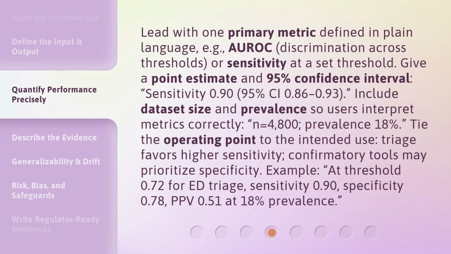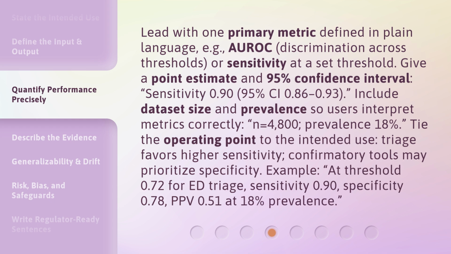Lead with one primary metric defined in plain language, e.g., AUROC, discrimination across thresholds, or sensitivity at a set threshold. Give a point estimate and 95% confidence interval. Sensitivity 0.90, 95% CI 0.86 to 0.93. Include dataset size and prevalence so users interpret metrics correctly. N equals 4,800. Prevalence 18%.